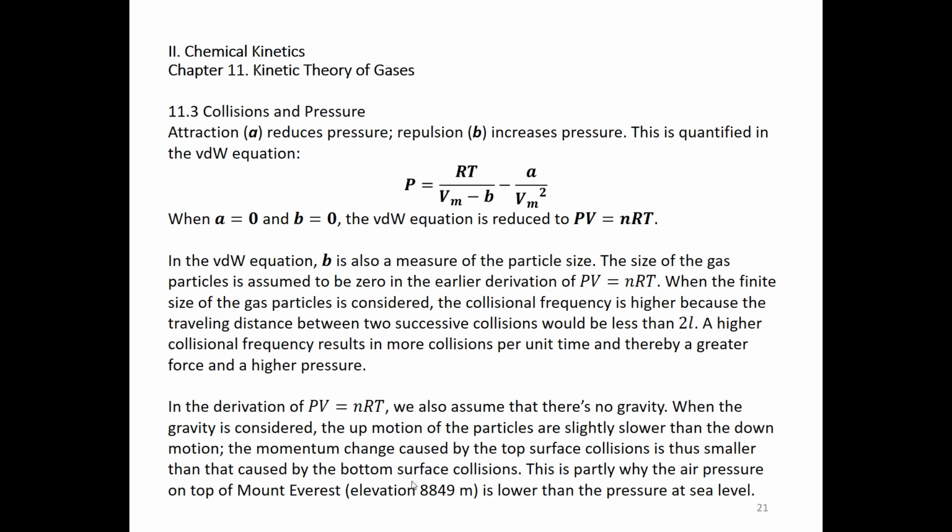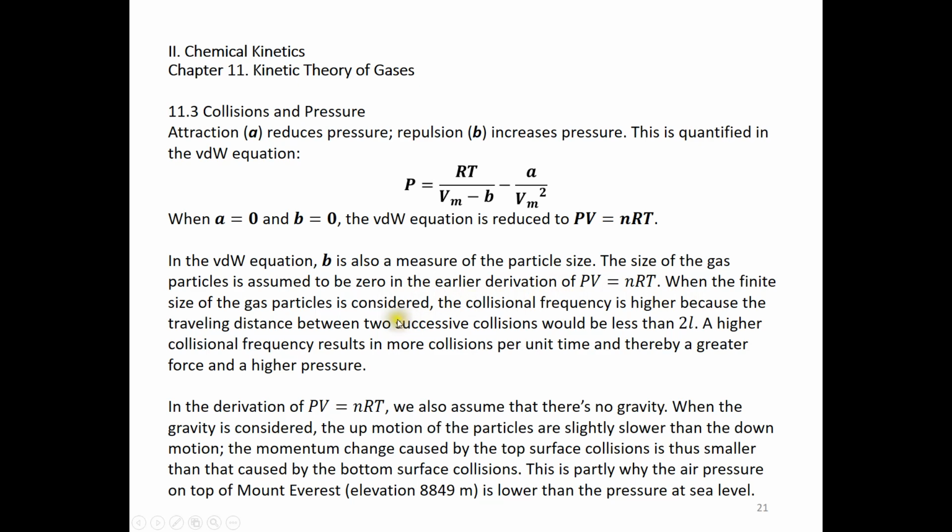Attraction reduces pressure. Repulsion increases pressure. And this statement is quantified in this Van der Waals equation. What if a is 0, b is 0? Well, then you have the ideal gas equation. In the Van der Waals equation, b is also a measure of the size of the gas particles. The larger the size of the particles, the larger the value of b. In the ideal gas equation, we are assuming the size is just 0.